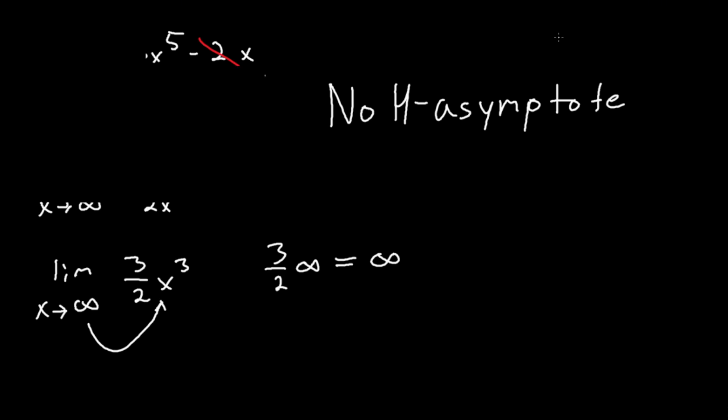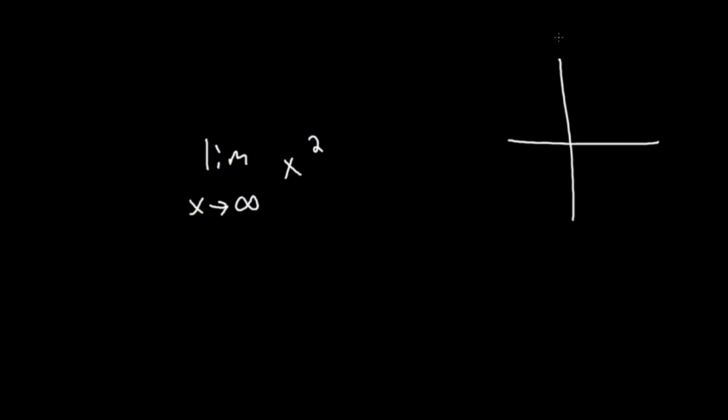Like in the case of another familiar function, a parabola. So x approaches infinity for x squared, your standard parabola. What happens? Well, if you just plug in infinity, you get infinity squared. So technically, there is no boundary. Your function goes on to infinity.